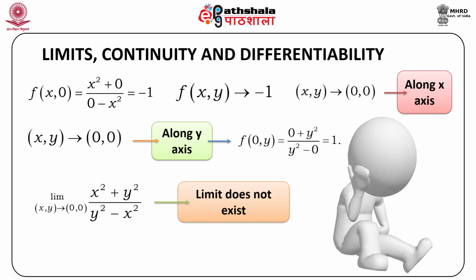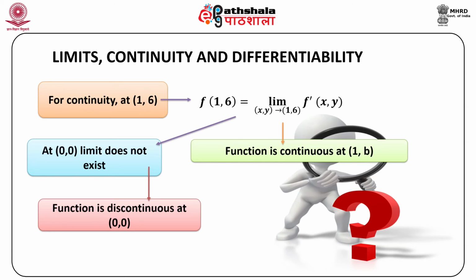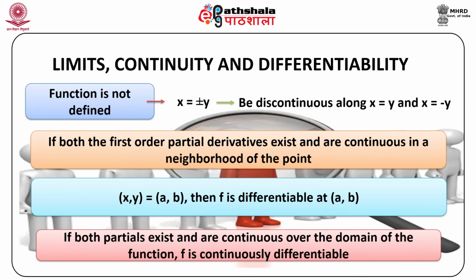Since the limits along the x and y axis are different, the limit of (x square plus y square) upon (y square minus x square) as (x,y) tends to (0,0) does not exist. For continuity at (1,b), note that the given function is continuous there. At (0,0), the limit of the function does not exist, so the function is discontinuous at (0,0). This discontinuity is irremovable.